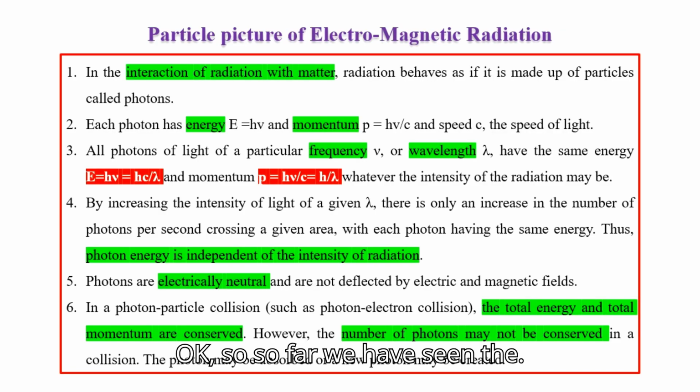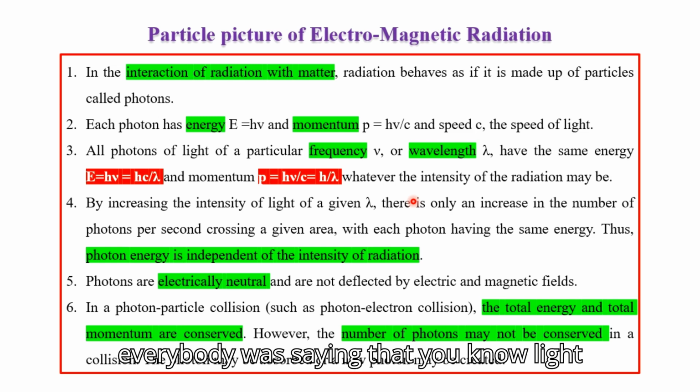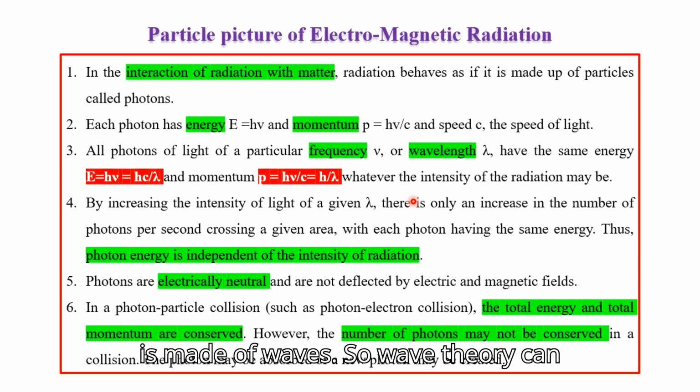Okay, so far we have seen the photoelectric effect, how it was explained by Einstein using the particle picture of light. Until this point, everybody was saying that light is made of waves. Wave theory can explain how light interacts with a lot of its surroundings. But when it came to the photoelectric effect, the Compton effect and all, the wave theory was not giving accurate predictions. That is when Einstein came and said, look, when radiation is interacting with matter, it will behave as a particle. And these particles were termed as photons.